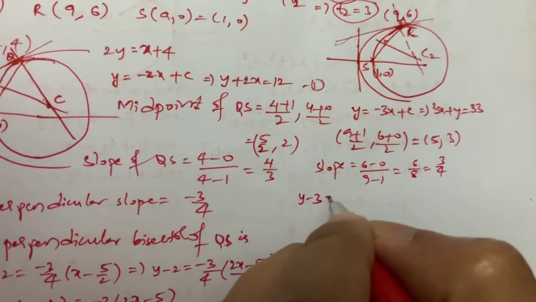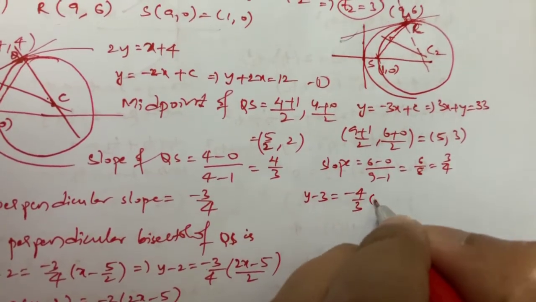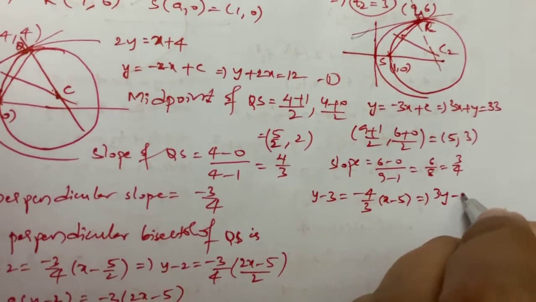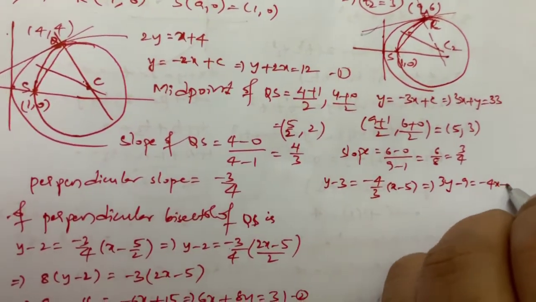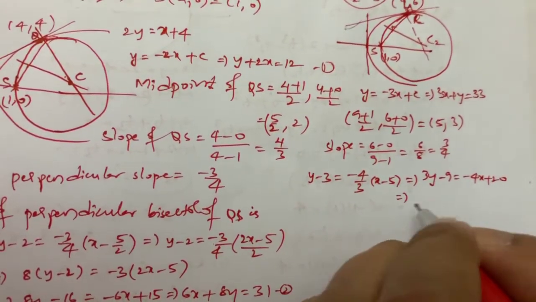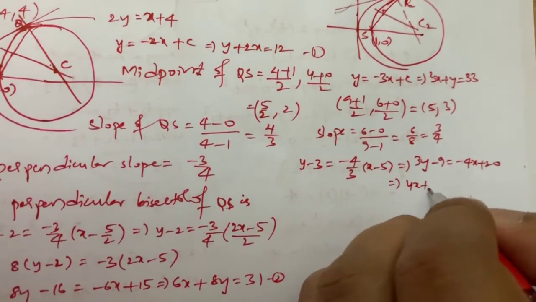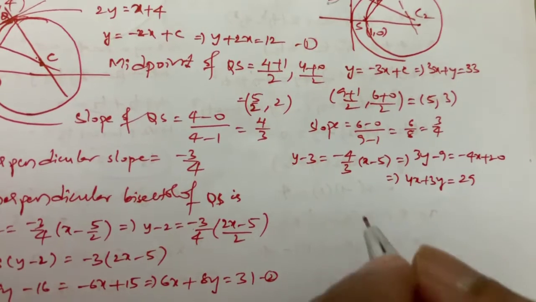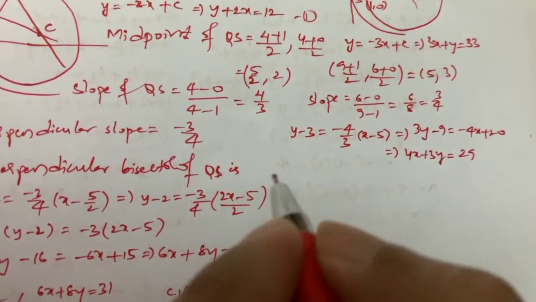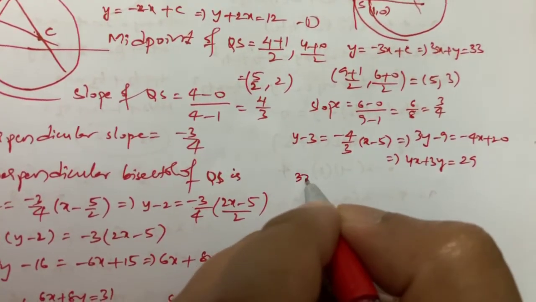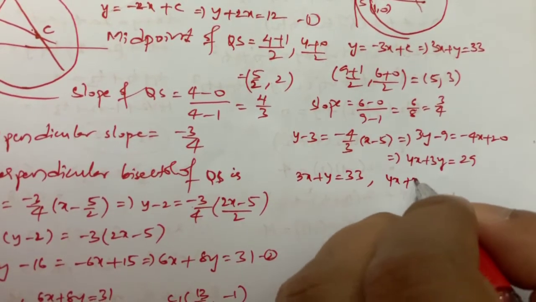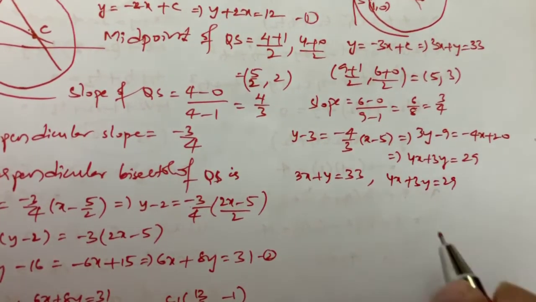So y minus 3 is equal to minus 4 by 3 into (x minus 5). If you simplify this, 3y minus 9 is equal to minus 4x plus 20. So this is 4x plus 3y is equal to 29. So we have to solve these two: 3x plus y is equal to 33, and 4x plus 3y is equal to 29.